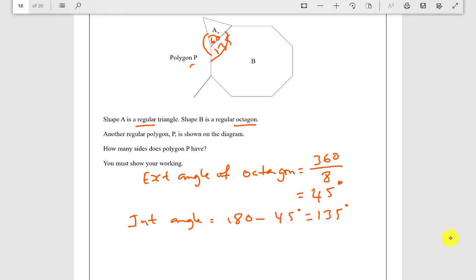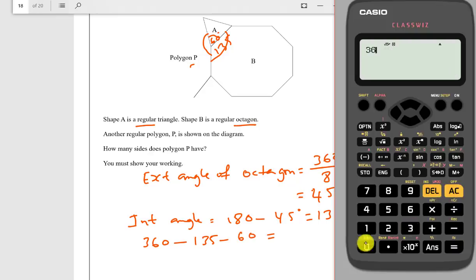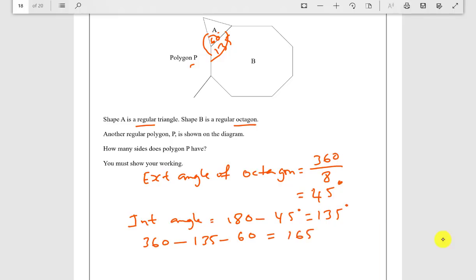Now we can work out what this angle is of the polygon P. The interior angle of polygon P is going to be, because it's around a point, 360 take away 135 and take away that 60 as well. So 360 take away 135 take away 60, and that gives us 165. Now the interior angle of this polygon P is 165 degrees, so this angle here.